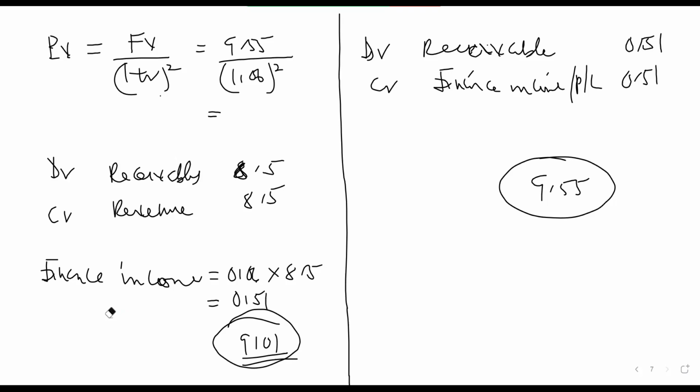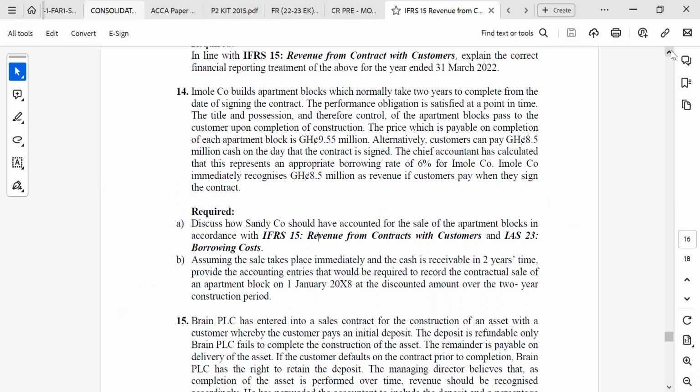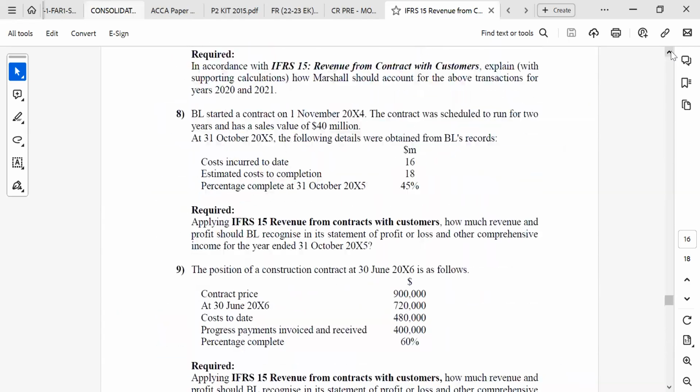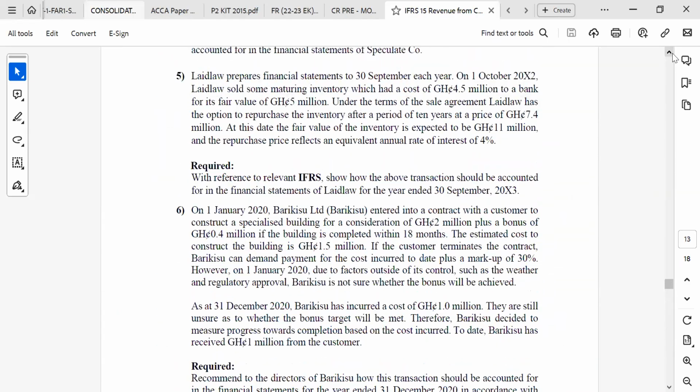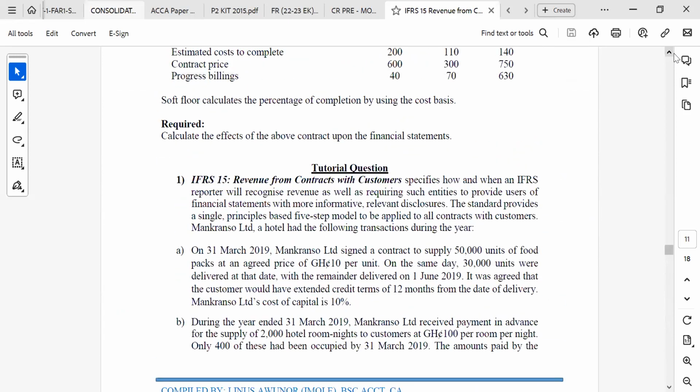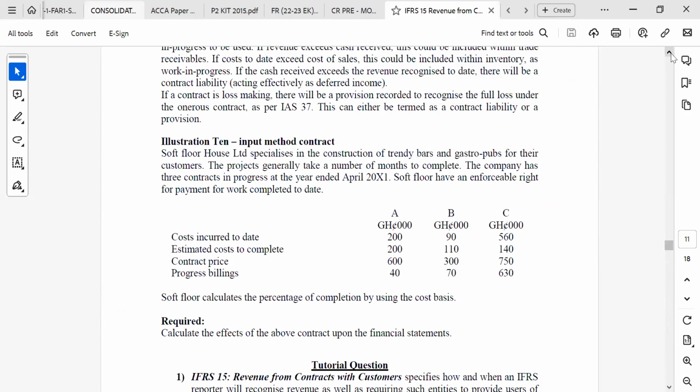Okay. So let me talk about sell and repurchase. Sometimes a company will enter into a transaction to sell an asset to a particular company, mostly a bank. They will sell the asset to the company, then they will say they are going to buy it back.